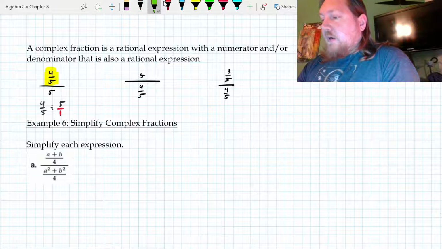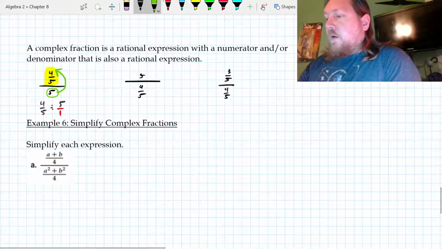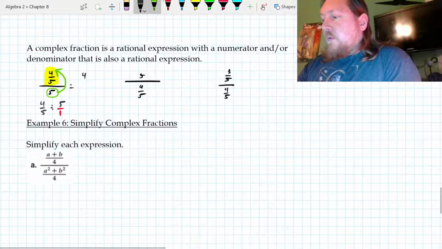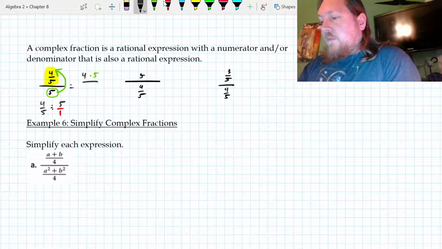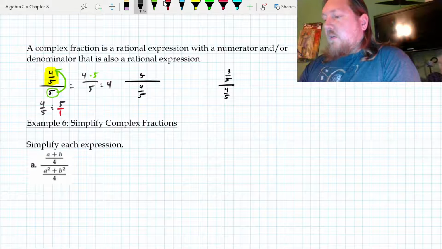What's happening here is this denominator is actually moving up and getting multiplied by the numerator. So we have 4 times the denominator being a 5. Probably should have chosen a different number for that, over 5. So 4/5 divided by 5 just turns out to be 4.